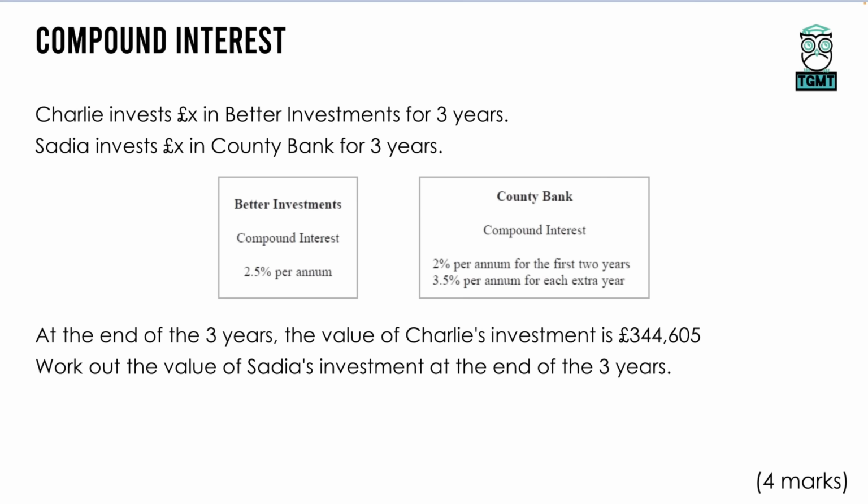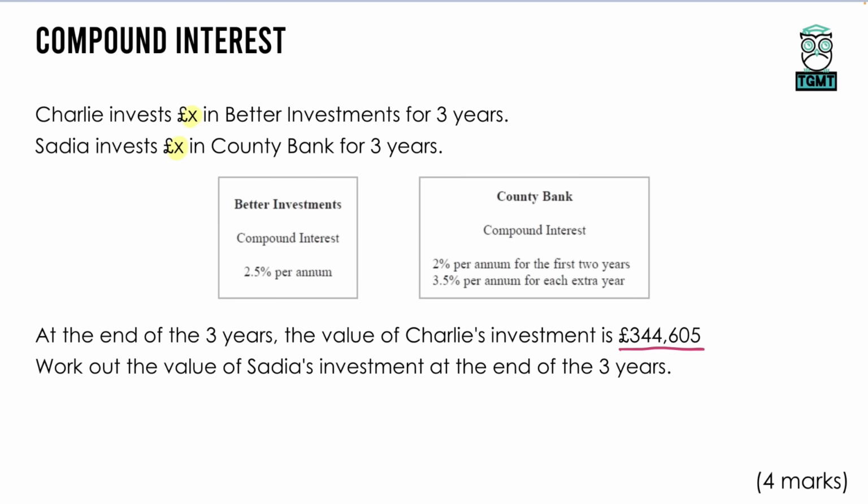Okay, so looking at some compound interest. This question here says Charlie invests X pounds in Better Investments for 3 years, and Sadia invests X pounds in Country Bank for 3 years. Now, as they both have an X with them, that means they've both invested the same amount of money. It says at the end of 3 years, the value of Charlie's investment is £344,605. Work out the value of Sadia's investment at the end of 3 years. So we need to know how much they invested, and that's what we're going to use Charlie's final amount to figure out. Once we've got that, we'll work out what Sadia gets.